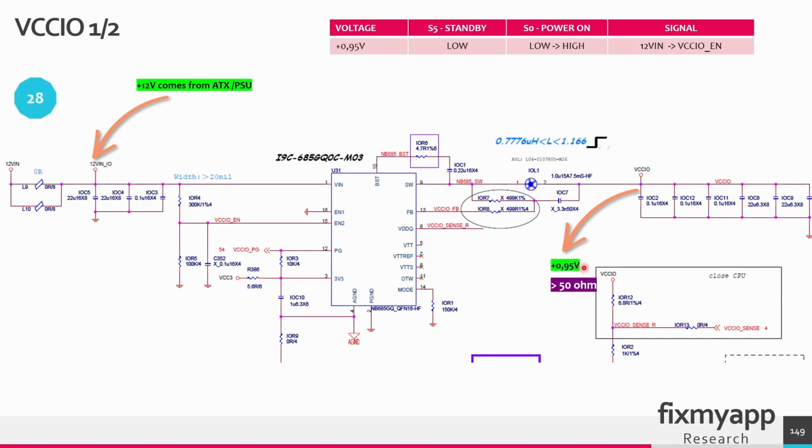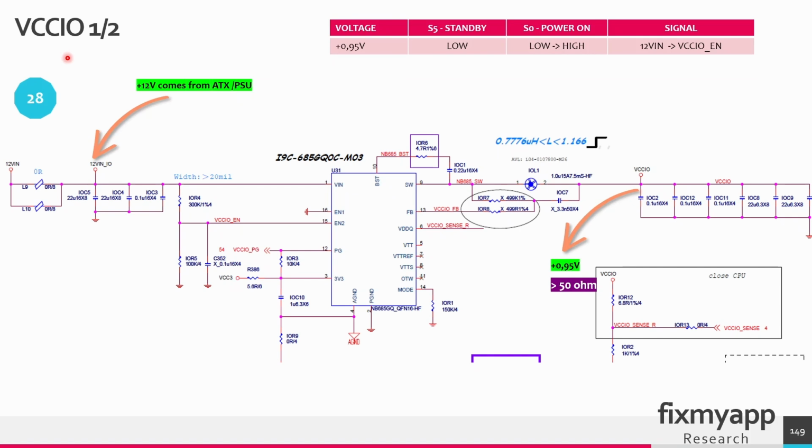This voltage derives from the 12 volt. The 12 volt that comes from the ATX power supply will go to this buck controller. And this buck controller will regulate this voltage back to 0.95 volt. The enable signal derives also from the 12 volt, so if the 12 volt is present, it will go through this resistor. This is a voltage divider, and this enable voltage will go to this chip. The output resistance of this CPU voltage is higher than 50 ohms.